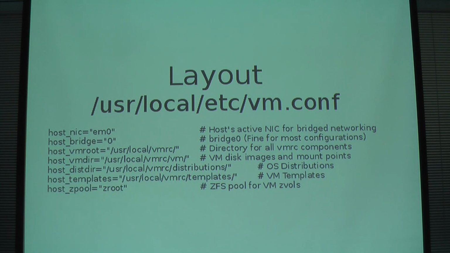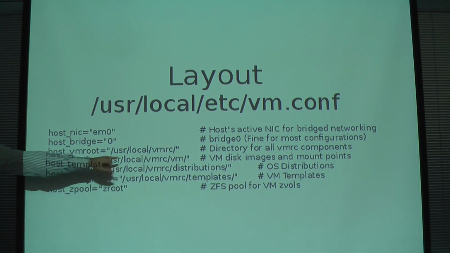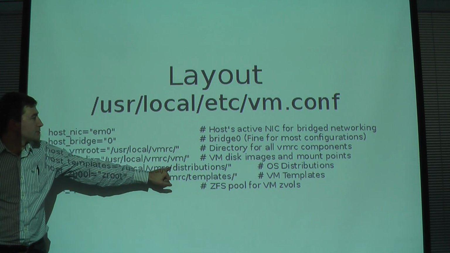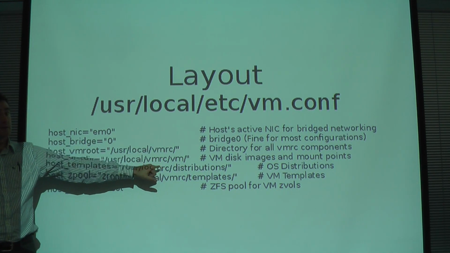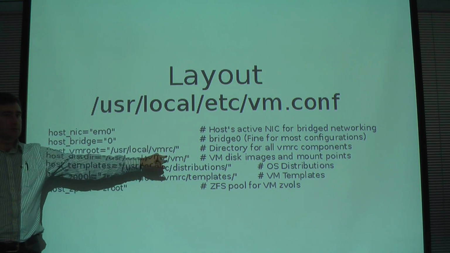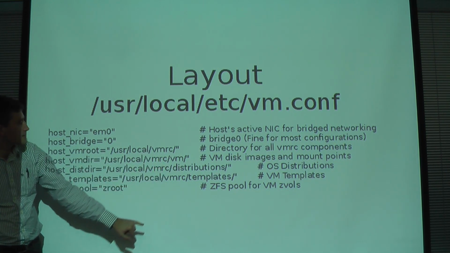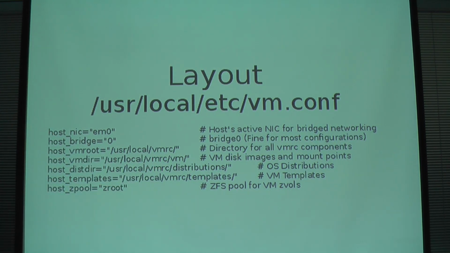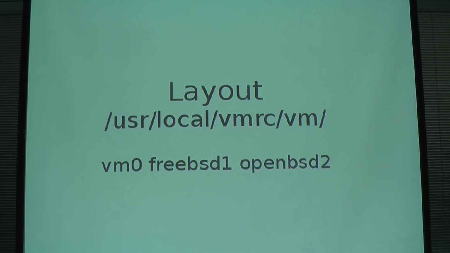So, yeah, I think you can see that. The vm.conf is specifically host variables, a few things like where your bridge networking will be and where to find those components down in vmrc. There are the virtual machines, there are distributions, absolutely off the shelf, downloaded base.txz and other distribution sets, and various templates that I will get into. And if you are using zvols on the host, the pool that you want to create those on.